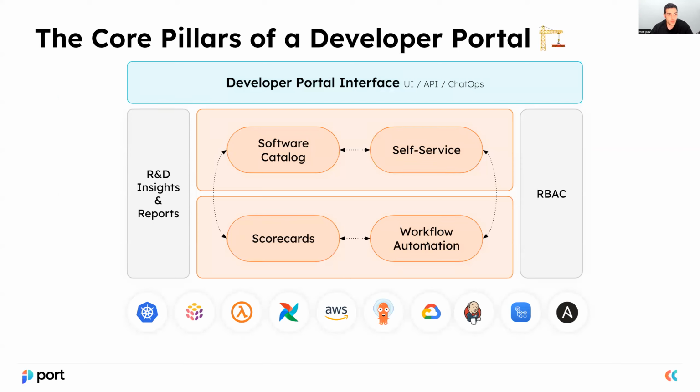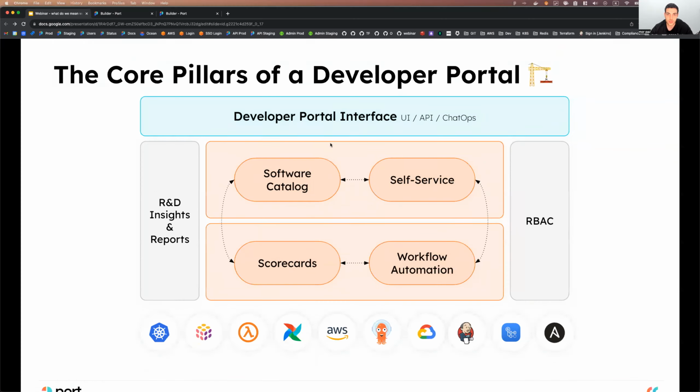So oftentimes I start with this slide and I go through the different pillars and explain them. Today, I thought that I will do something a bit different. So I'm going to go to Port's live demo, which is always open. You can always go to demo.getport.io to take a look. And let's go through the different pillars inside the demo. So we'll start with the software catalog.